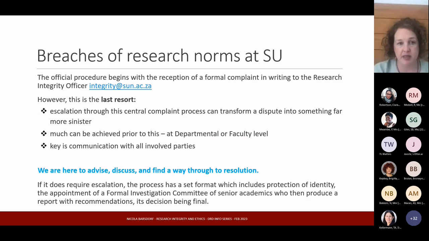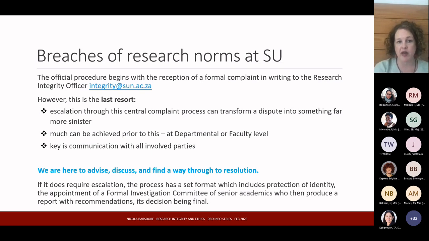And I think in most cases, in my experience, much can be achieved prior to this at the departmental or faculty level. The key is always communication with all involved parties. So our office is here to advise, to discuss, to help you find a way through to resolution.